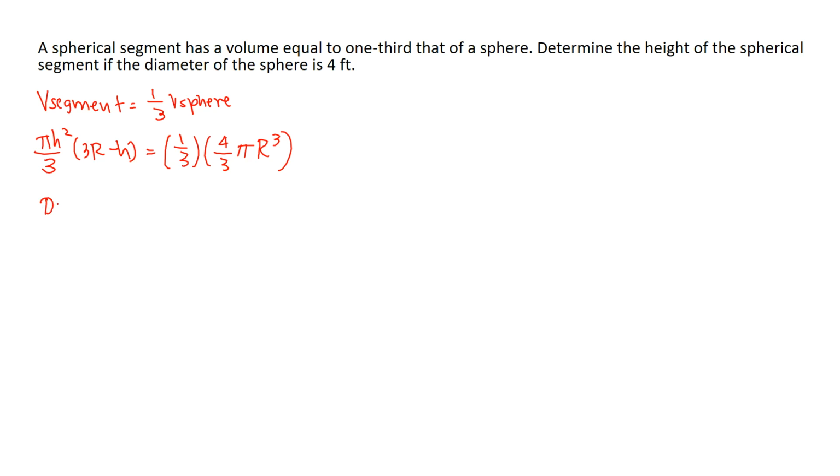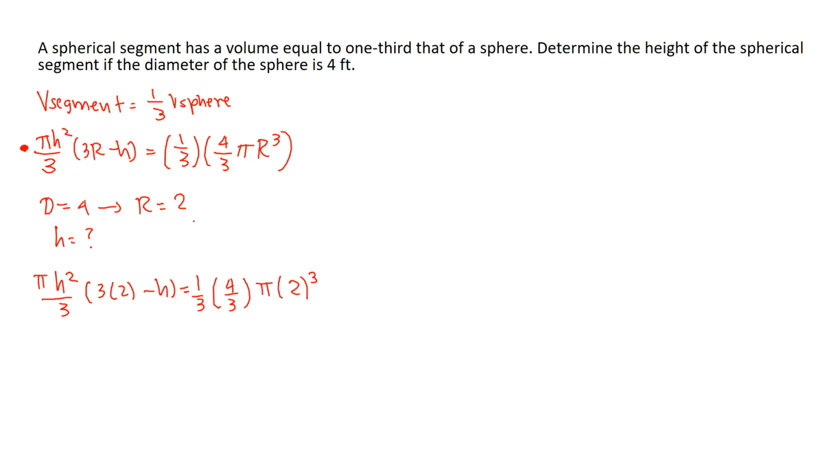Ang given sa problem, ang diameter is equal to 4. Therefore, imuhang radius divided by 2 lang, 2 imuhang radius. Ang ginapangita sa problem is the height. Alright, sige, compute ta. Pi h squared over 3 times 2 minus h is equal to 1/3 times 4/3 pi 2 cube. Substitute na to ang r.